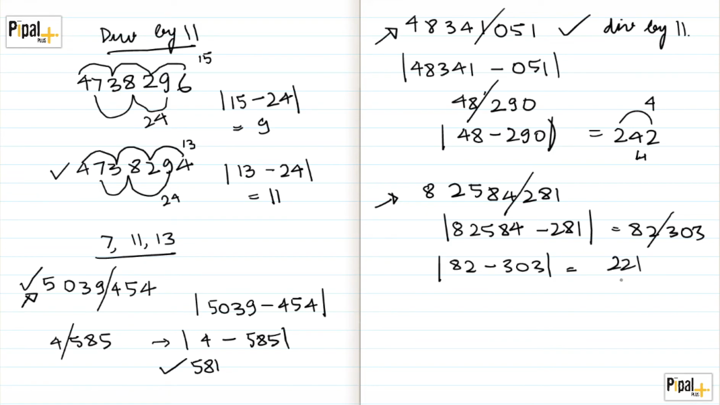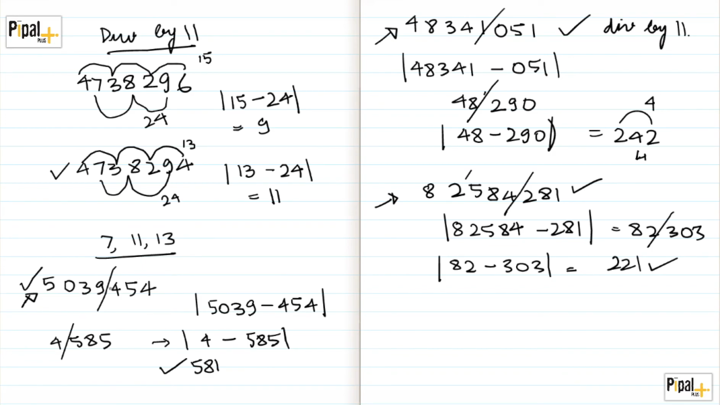So is 221 divisible by 13? 13, 1 and 7. 13 17 the 221. Because this number is divisible by 13, therefore the entire number, 82,584,281, is divisible by 13. So this is a very quick and neat method of checking for divisibility by 7, 11, 13.